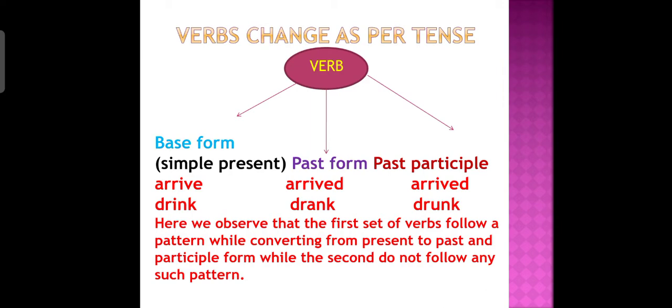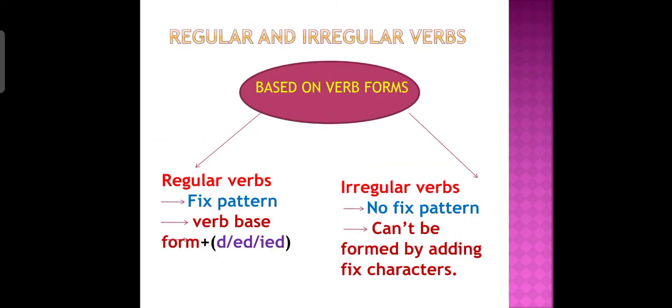Here we have observed that the first set of verbs follows a pattern while converting from present to past and participle form, while the second does not follow any such pattern. So what are regular and irregular verbs? Based on verb forms, the first type are the regular verbs. They have a fixed pattern for changing from one tense to the other.